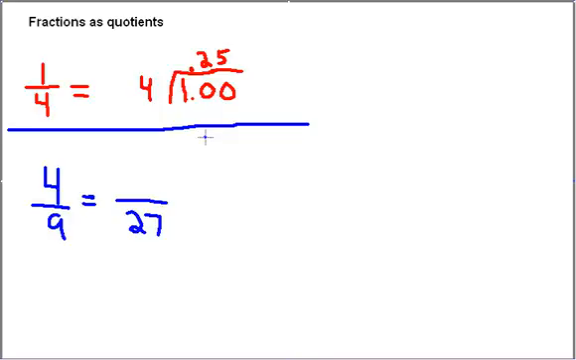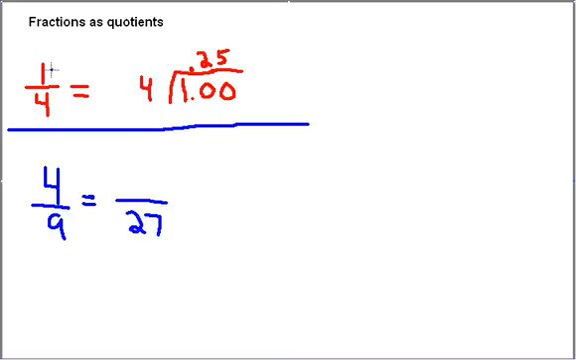Now we're going to flip the screens here and take a look at another way that we have dealt with fractions in the past, and that is that a fraction is just a special way of writing a division problem. So fractions can also be thought of as quotients or answers to a division problem. And the division problem in a fraction is always the top number, which is your numerator, divided by your bottom number, which is your denominator.